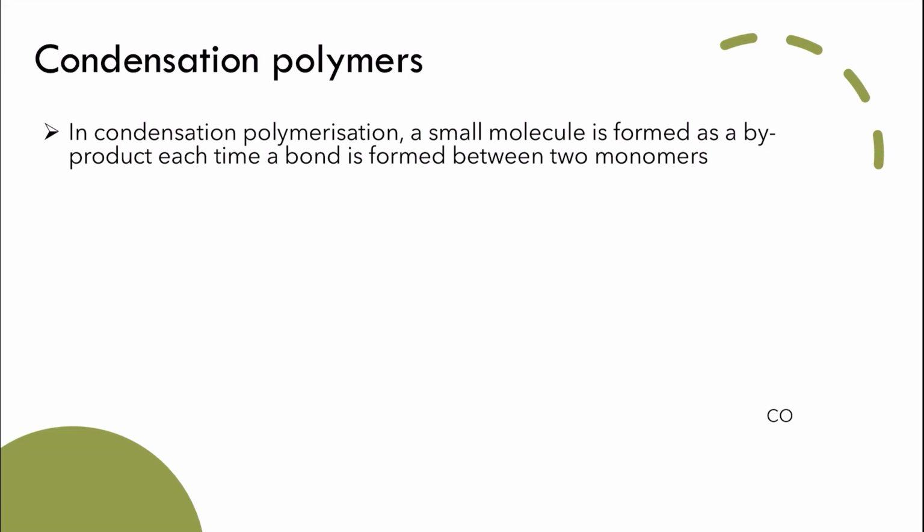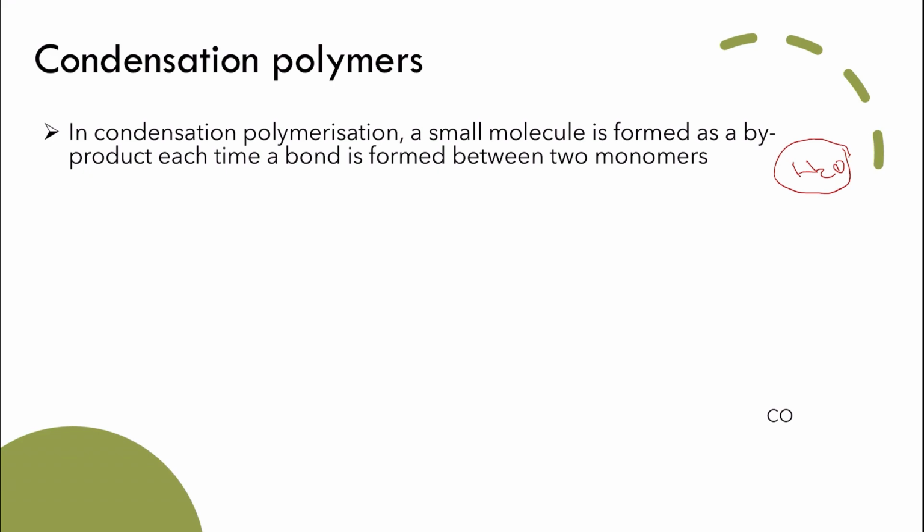polymers. Condensation polymers are a bit different because in condensation polymerization, a small molecule is formed as a byproduct. So we don't only get the polymer, but we get another small product. And each time a bond is formed between two monomers, a new small molecule is formed.